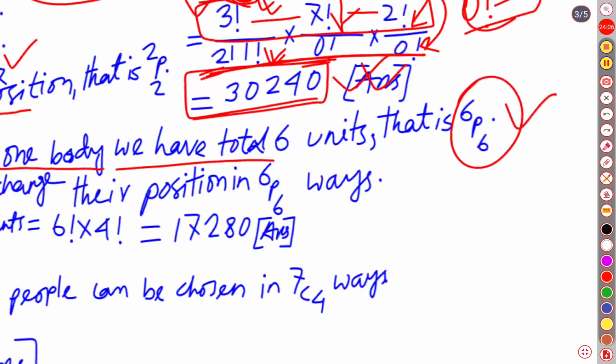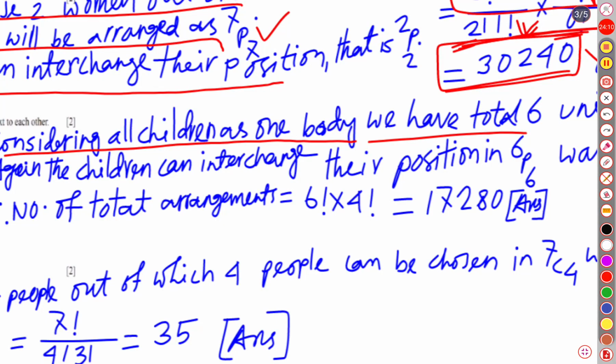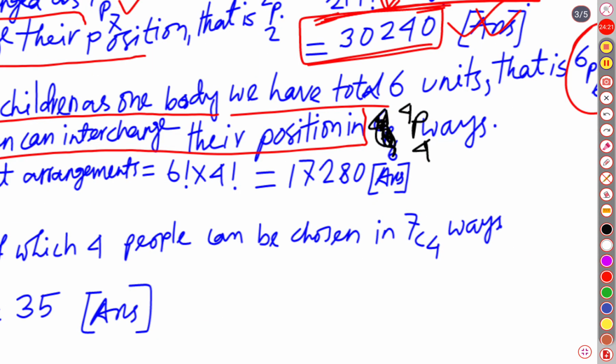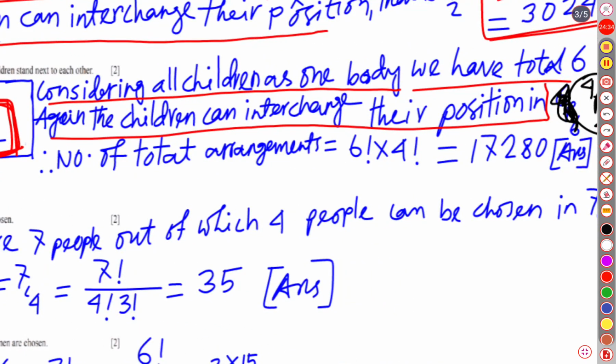Well, then these 4 children can again interchange their positions among themselves. So it can also be written as 4P4 ways. 4 children out of 4, all of them will be rearranged, so it will be 4P4 ways. So look at the number of total arrangements I have written here.